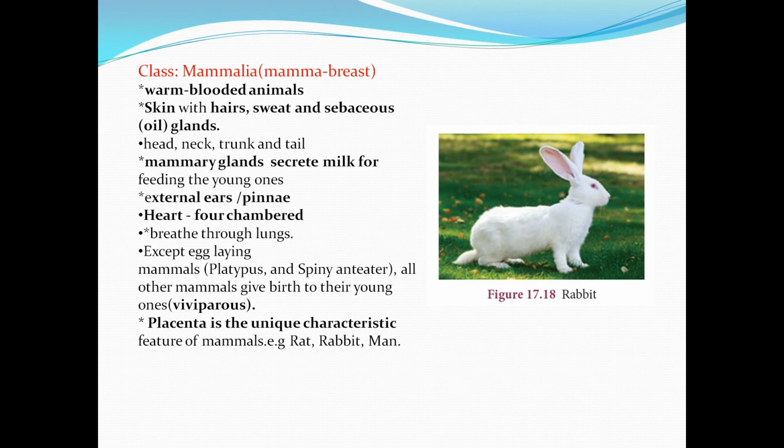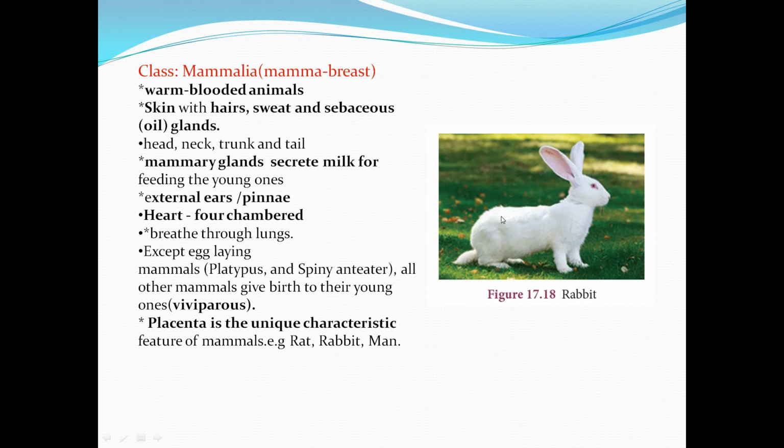The final class of Vertebrata is class Mammalia. Here the organisms are warm-blooded animals or homeotherms. That means they maintain their constant body temperature. Their body is covered by skin, and the skin possesses hair, sweat and sebaceous glands. Sebaceous glands are otherwise called oil glands. And their body is divided into head, neck, trunk and tail. They possess the mammary glands which secrete milk for feeding the young ones. They have the external ear, which is called pinna, and pinnae in plural, and this is the pinna of the animal.